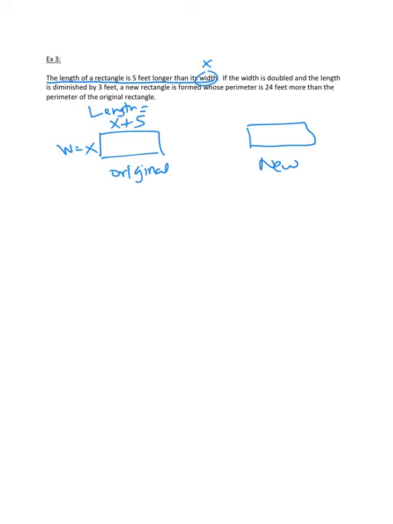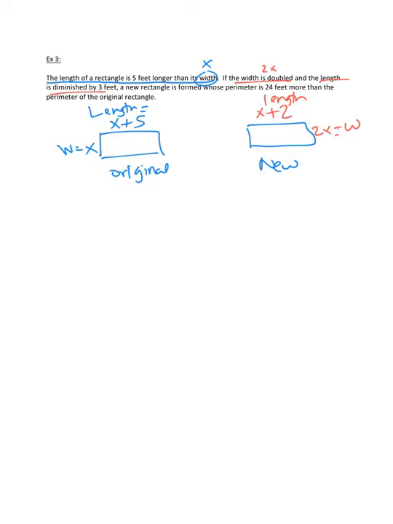If the width is doubled and the length is diminished by 3 feet, a new rectangle is formed. So if the width is doubled, that's going to be double x, right? I'm going to put that over here. And the length is diminished by 3 feet. To diminish is to make smaller. So the length is going to become 3 smaller than what it was. So it would be x plus 5 minus 3, or you could just call that x plus 2. So I'm going to erase that, and I'll just call it x plus 2. That's going to be my new length. I have my new width and my new length.